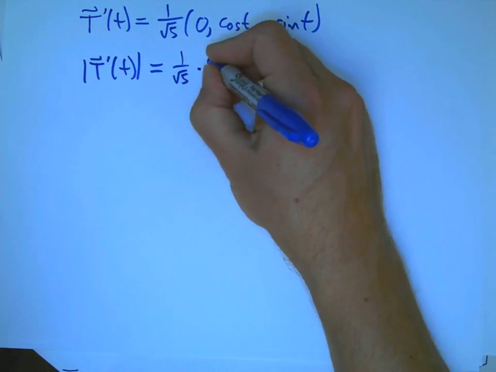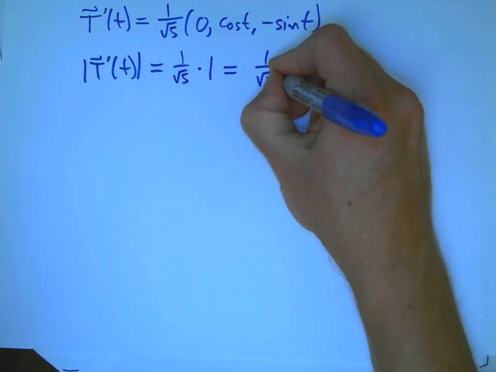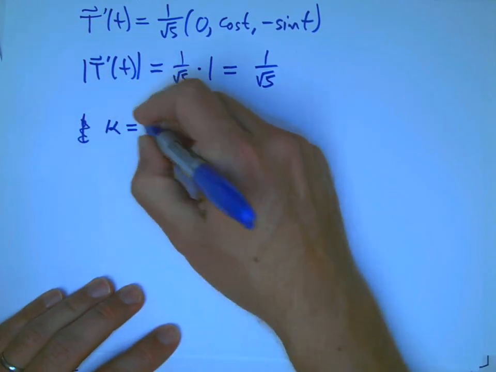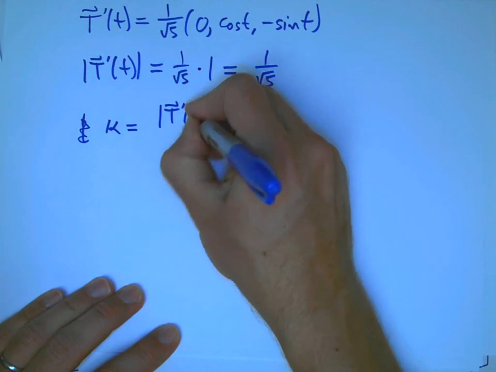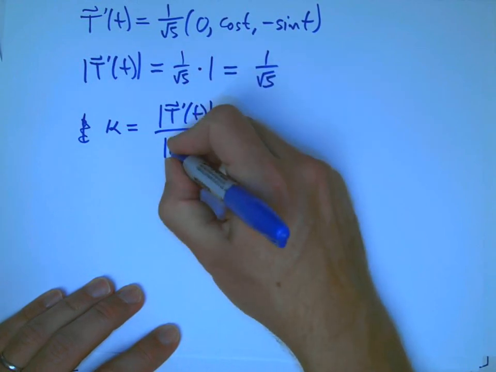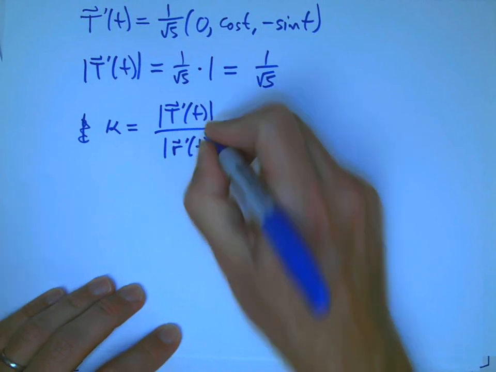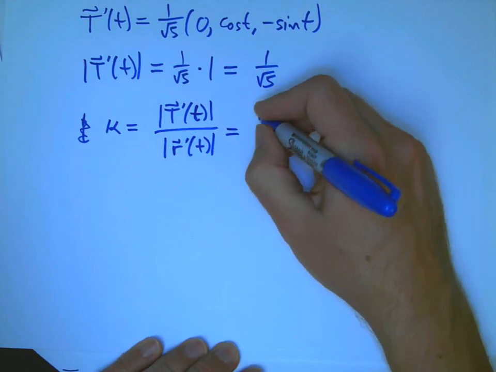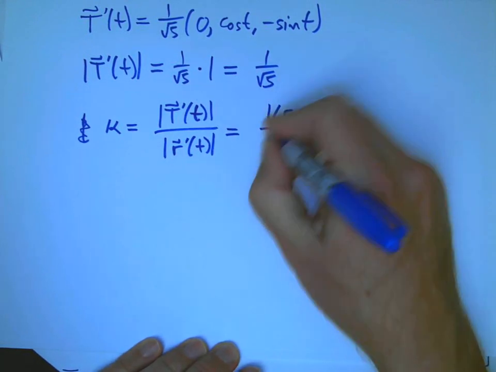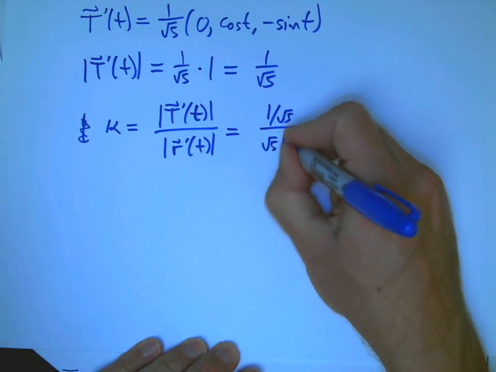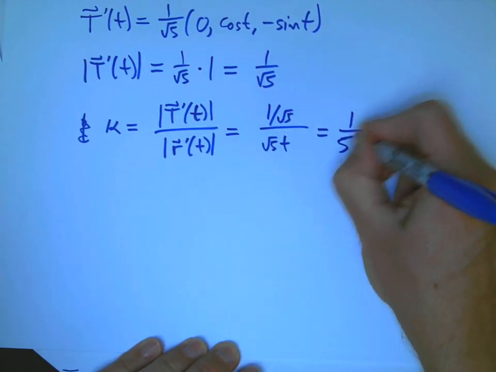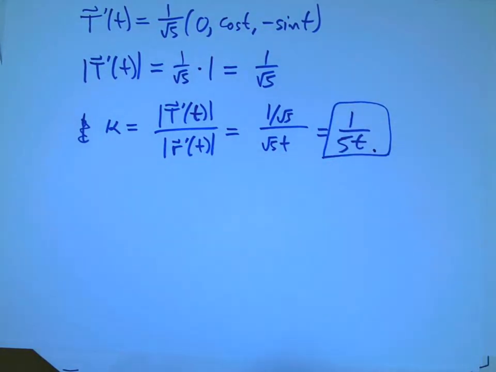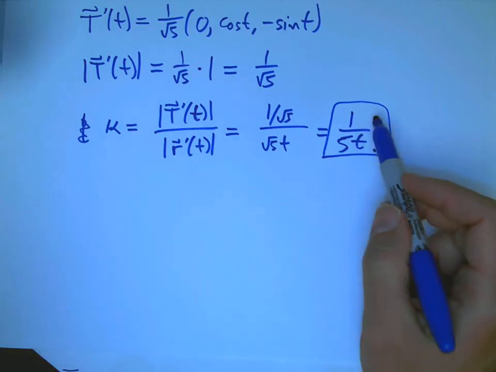And now, our curvature is going to be the magnitude of T prime of t divided by our correction factor, based on the fact that I was differentiating with respect to t, and I really wanted to be differentiating with respect to s. And so that's 1 over root 5 over root 5 t. So it's 1 over 5t. And again, if you look at the applet, you can kind of convince yourself that this starts out really, really highly curving, and then gets less and less curved as time goes on.